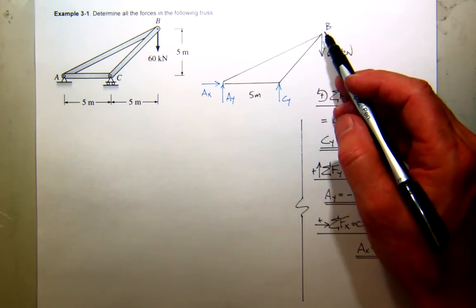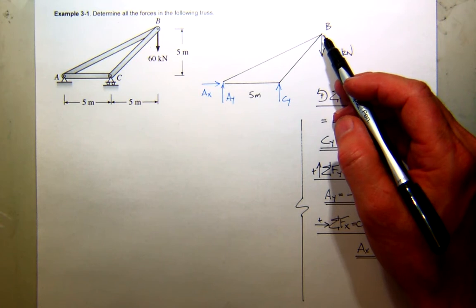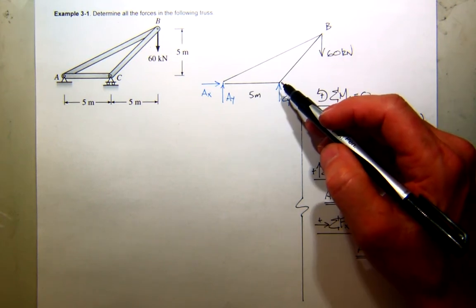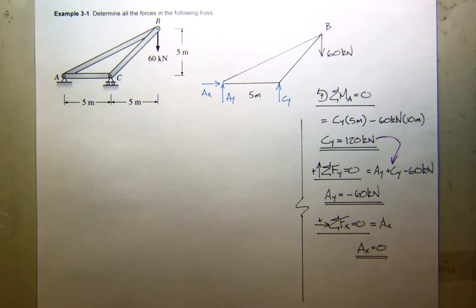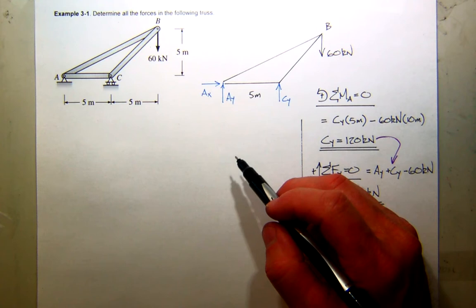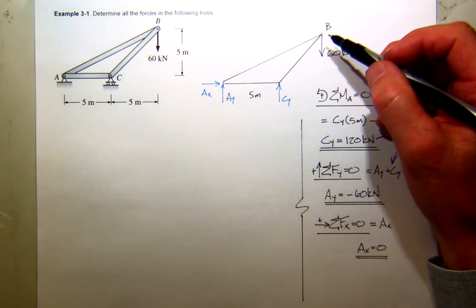Could we do it at B? Sure. Again, two bar forces. Could we do it at C? Sure. So we can go anywhere we want. So now, if we can do that, which joint is going to offer us the least resistance in solving for the two unknowns? How about B?